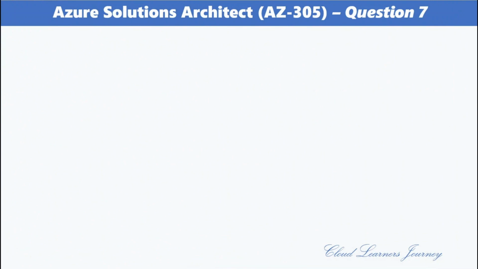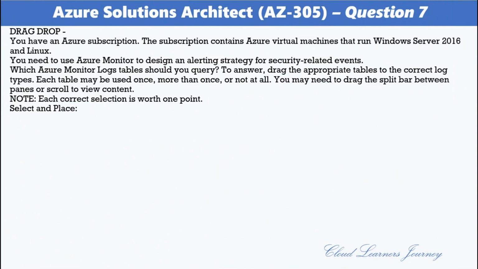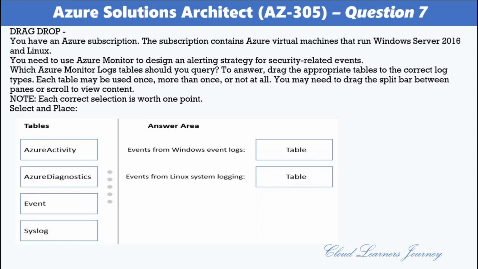Next, question number 7. You have an Azure subscription. The subscription contains Azure virtual machines that run Windows Server 2016 and Linux. You need to use Azure Monitor to design an alerting strategy for security-related events. Which Azure Monitor logs tables should you query? The answer: drag the appropriate tables to the correct log types. Tables we have: Azure Activity, Azure Diagnostics, Event, Syslog.